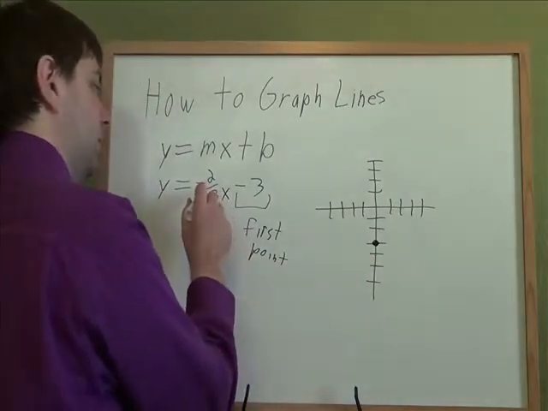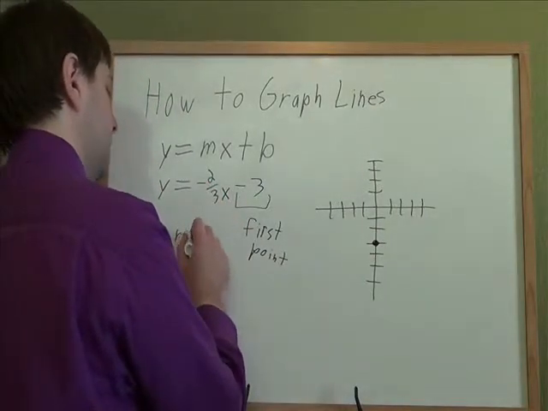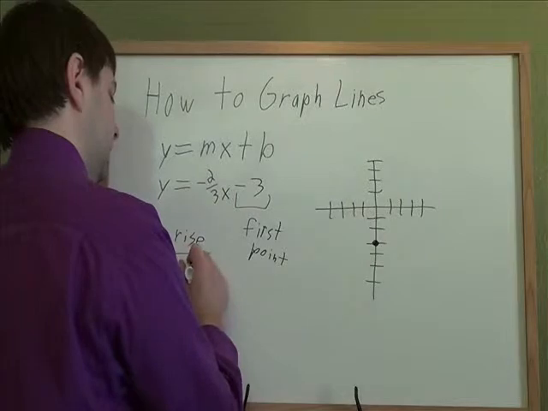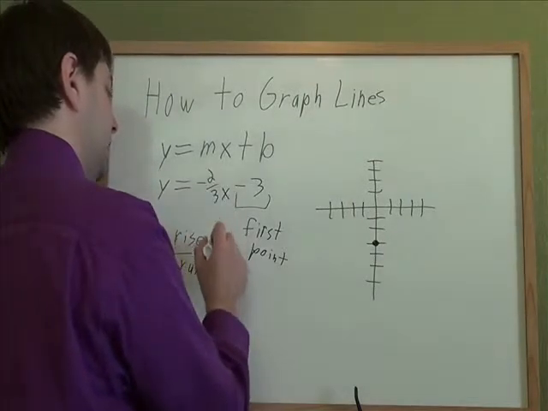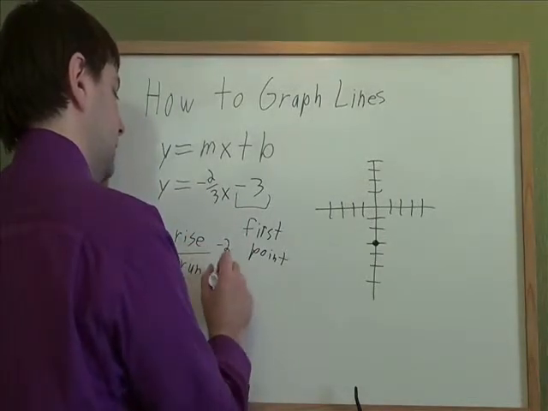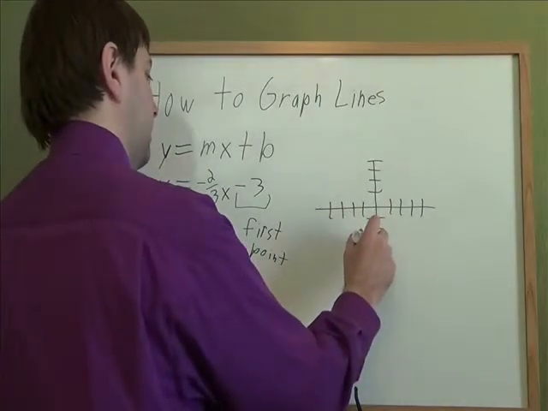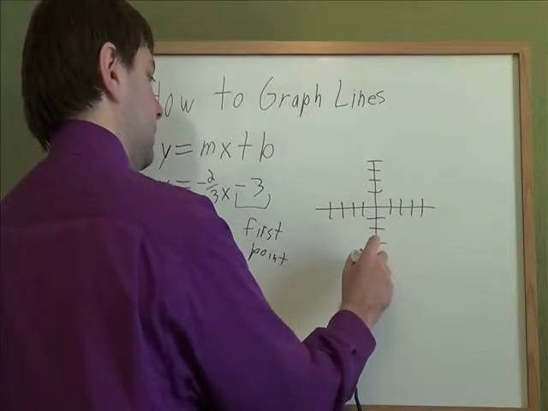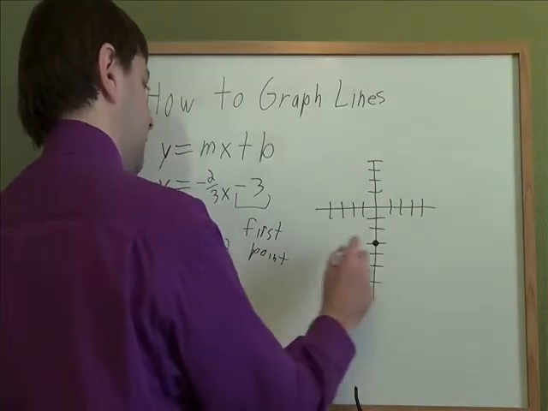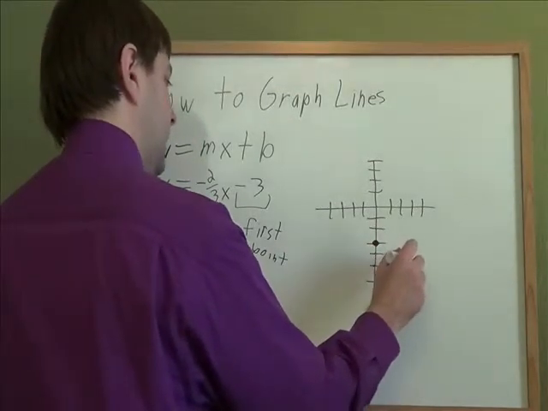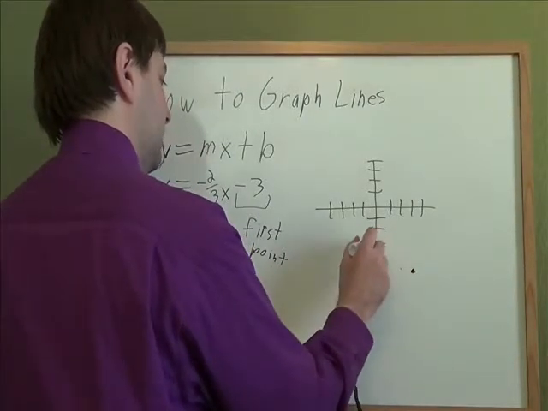To get our second point, we're going to use that slope, we're going to use that rise over run. So the rise is -2 and the run is 3. And because it's negative, that means instead of going upward for the rise, we will go downward. So we go down 2 and then right 3. You want to go up if it's positive, down if it's negative, but always to the right.